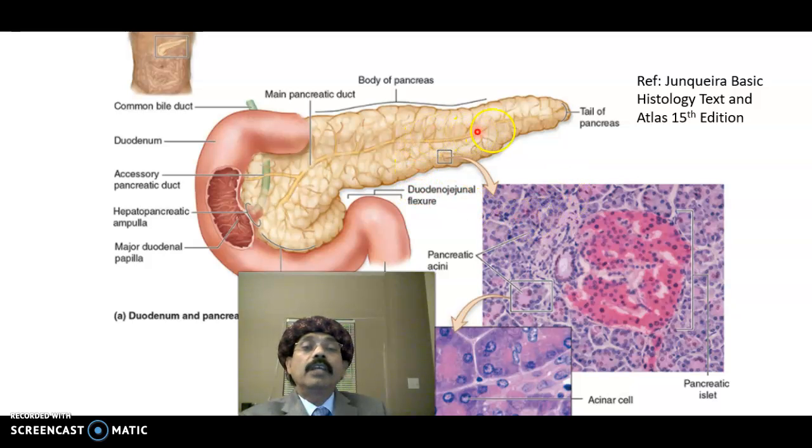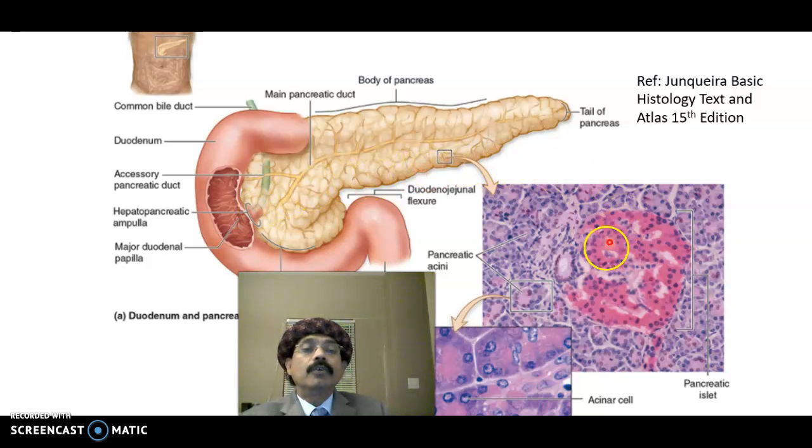The pancreatic exocrine secretion opens into the main pancreatic duct, which then goes to the second part of the duodenum. It unites with the hepatic duct to form the hepatopancreatic ampulla. It opens into the second part of the duodenum.